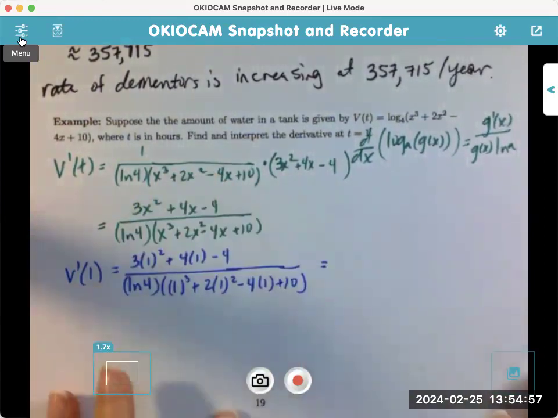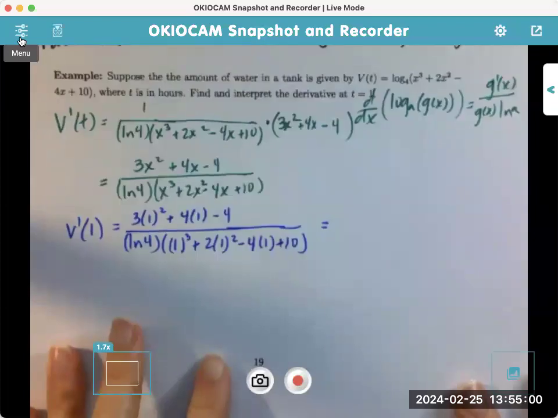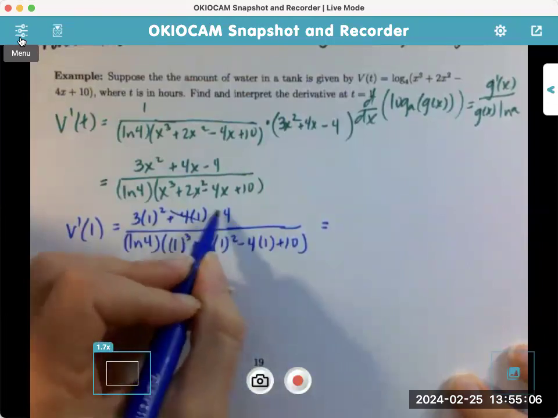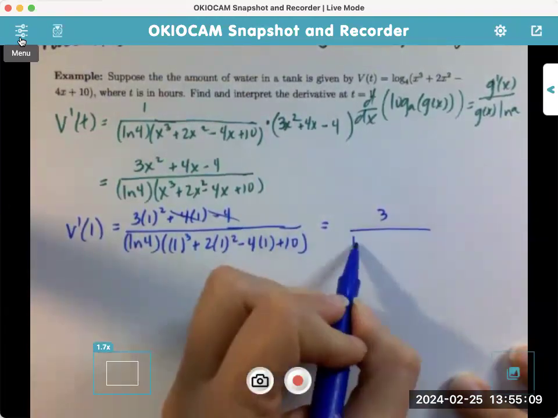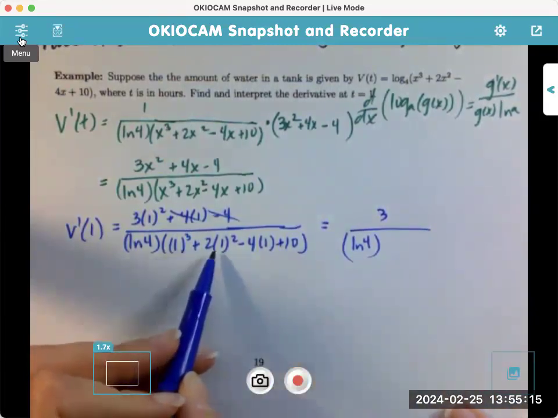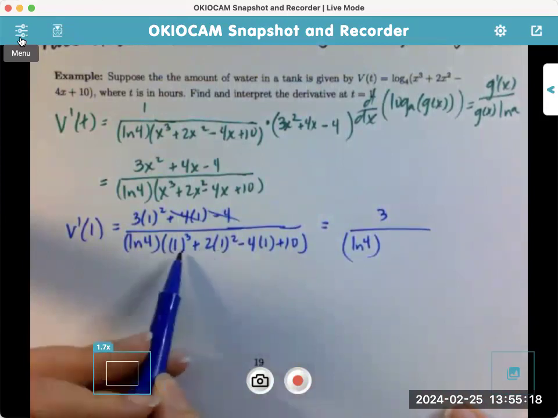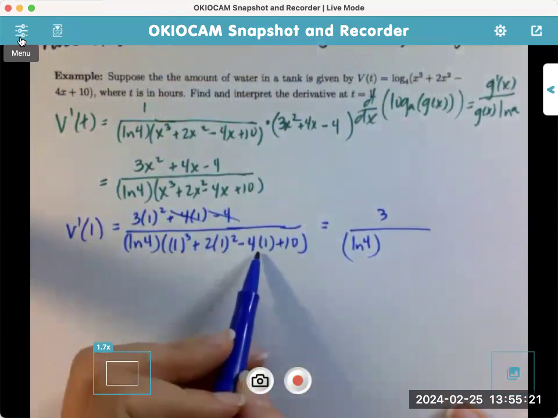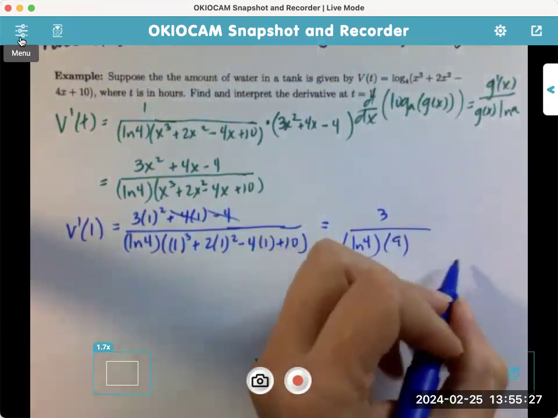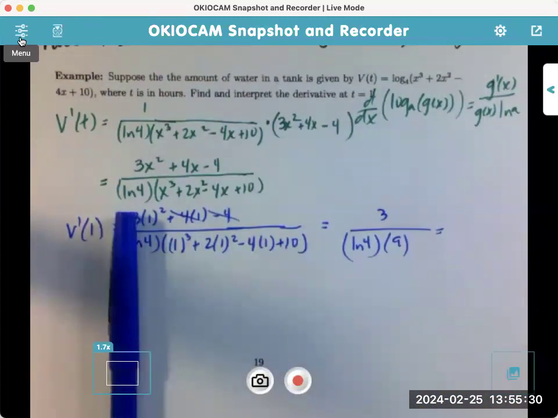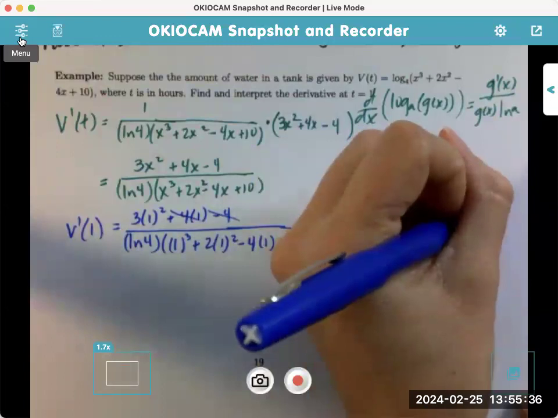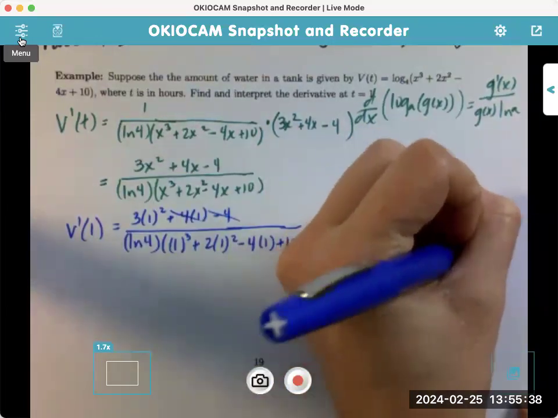Let's see if I can do mental math. I usually need y'all's help to find my crazy mistakes. We'll see if I can do it on my own. So that is 3 plus 4 minus 4. That's going to go to 0. So that's 3 over the natural log of 4, which is not going anywhere. That's 1 plus 2 is 3. 3 minus 4 is negative 1, plus 10 is 9. Then the 3 and the 9 reduce to 1/3. So this is just 1 over 3 natural log of 4.